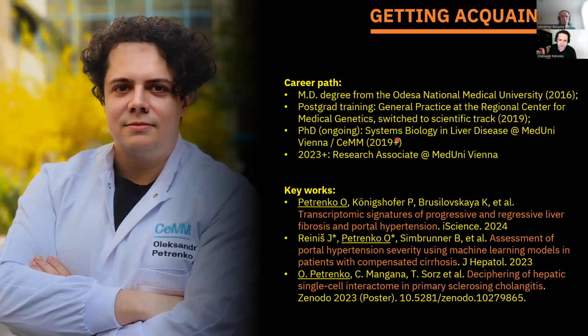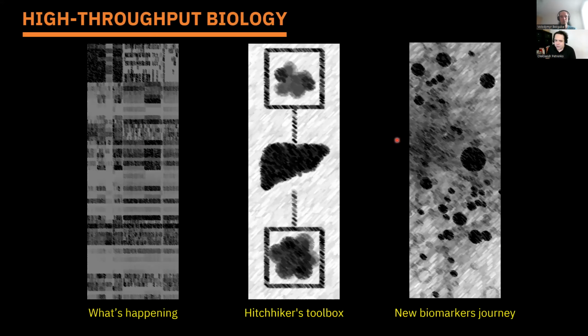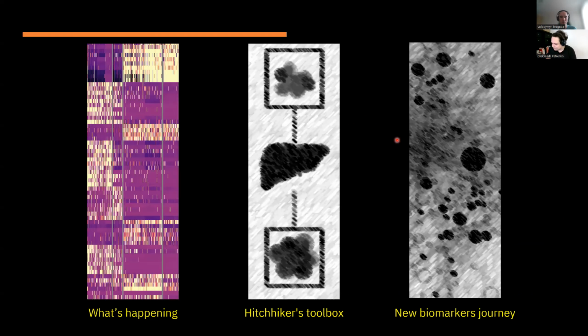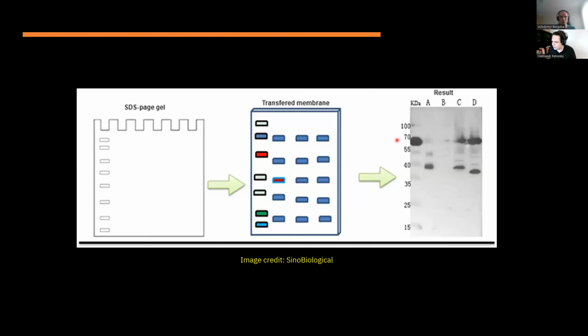And do not worry too much. I will explain what that means in just a few moments. If I want to tell you just three things today, it will be what's happening in high-throughput biology, why it is the thing, our hitchhiker's toolbox of machine learning and not only machine learning stuff we can use, and sharing my biomarker journey, which was just recently published. So let's go to what is happening.